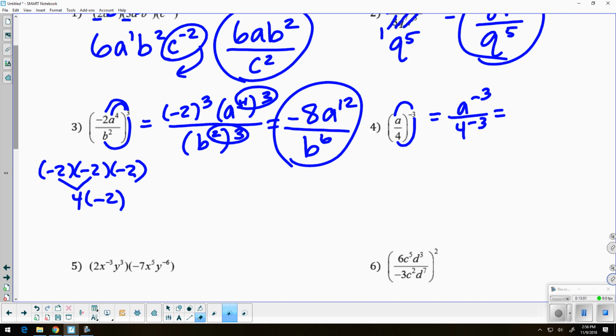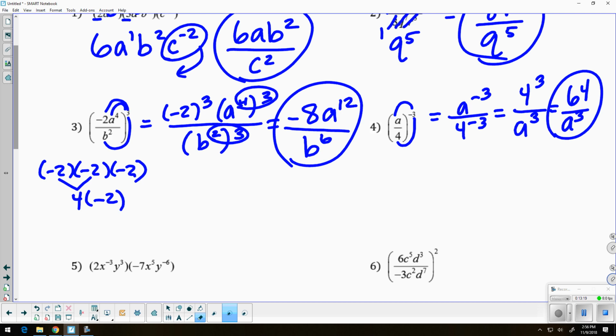And now you got to flip it. So if you move the bottom to the top and the top to the bottom, you'd have 4 cubed over a cubed. And now you want to actually simplify what is 4 cubed. Well, that's 64 over a cubed is just a cubed. So you could do it like that if you wanted to.